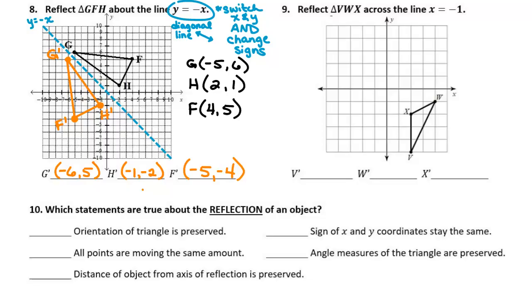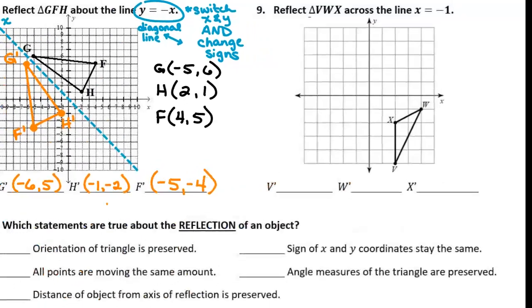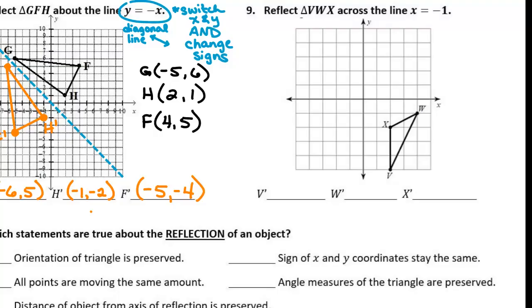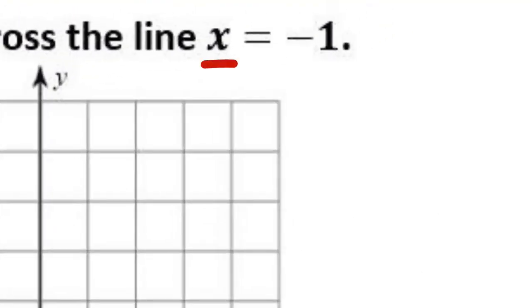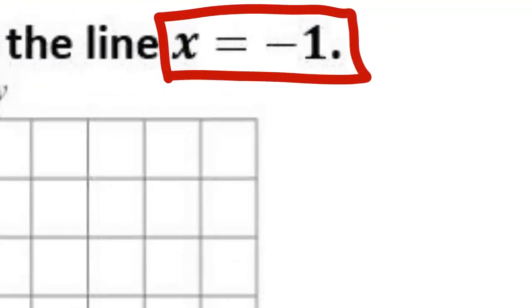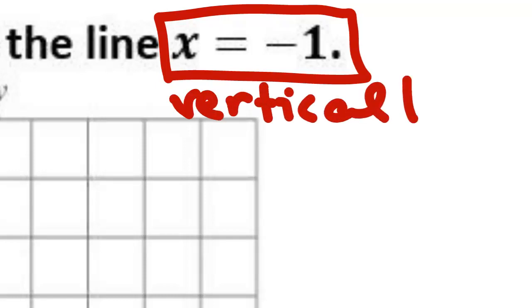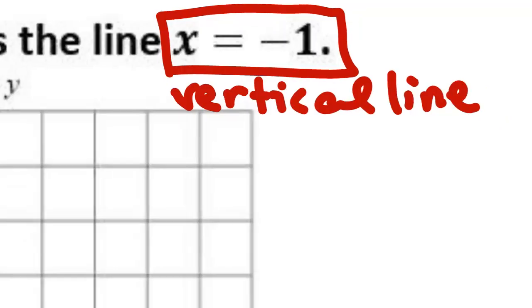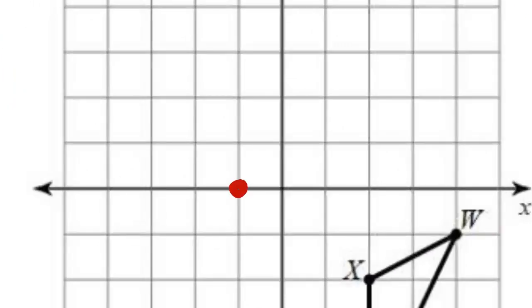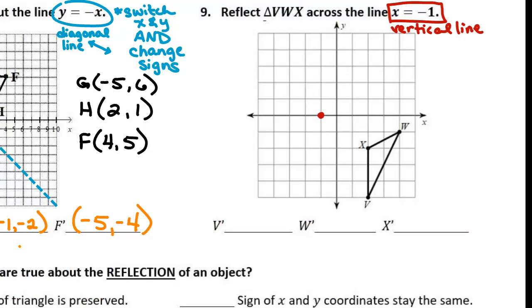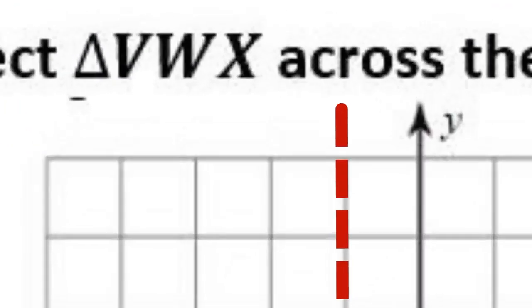All right, one more graphing problem and then number 10. Number 9 says we're going to reflect across the line x equals -1, which is a vertical line because it goes through the x-axis. So I find -1 on the x-axis, I put down my point, and I draw a vertical line through that point. That is x equals -1.